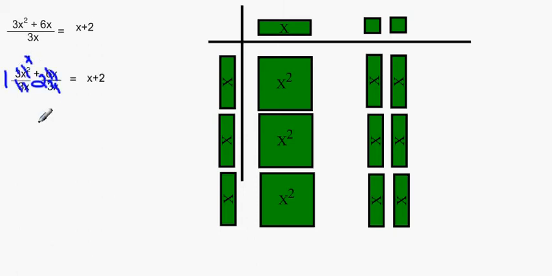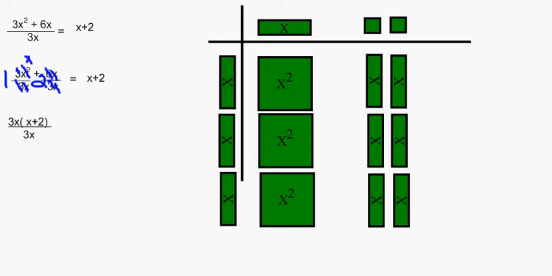And the work we might see is my 3 and my 3's cancel give me 1. The x squared divided by x gives me an x. So I'm left with 1x. There's my 1x plus, and my 6 divided by 3 is 2. My x divided by x gives me a 1. So 2 times 1 is 2. And there's my 2.